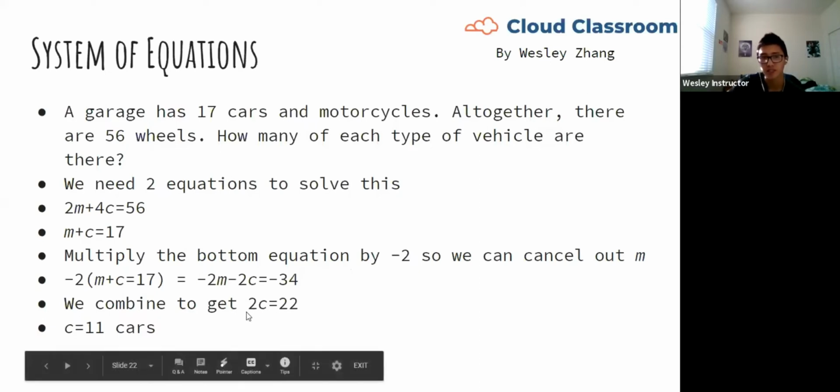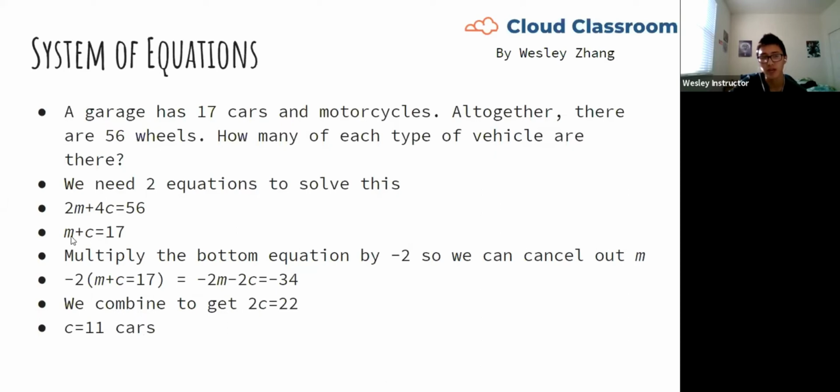And we combine to get 2c equals 22. And we can solve that, c equals 11. So that means we have 11 cars. Then we can plug 11 back into the equation, m plus c equals 17. So we replace c with 11. So m plus 11 equals 17. Then we just subtract 11 from both sides, and m equals 6. So in total, we have 6 motorcycles and 11 cars.